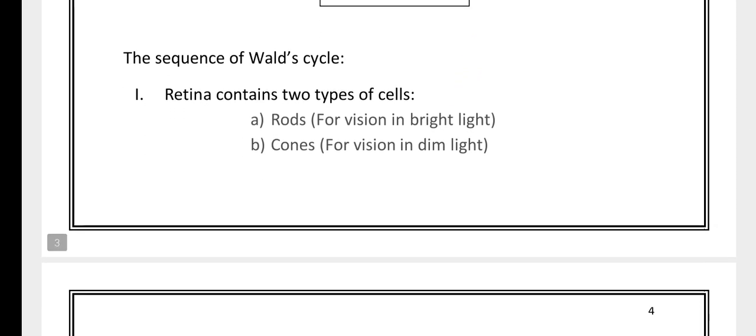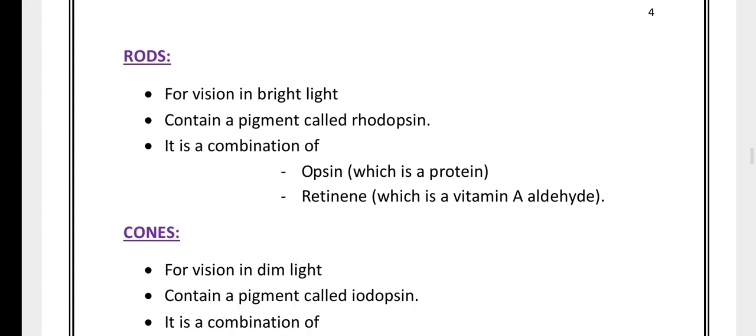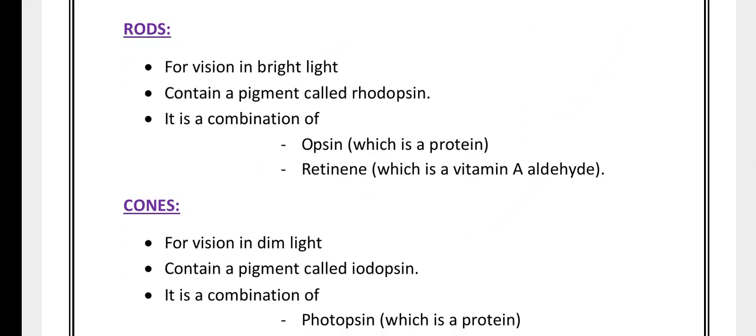The sequence of Wald's visual cycle: the retina contains two types of cells, that is rod cells and cone cells. Rod cells are used for vision in bright light and cone cells are used for vision in dim light. So these two types of cells are present in the retina.